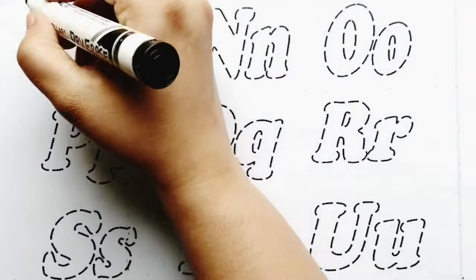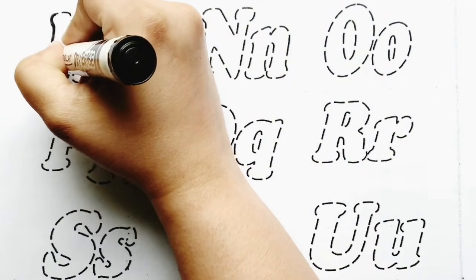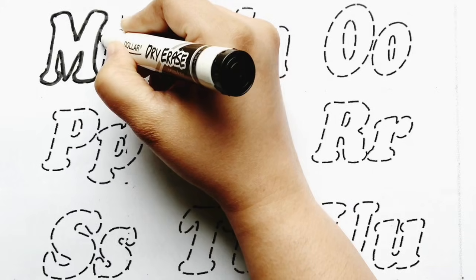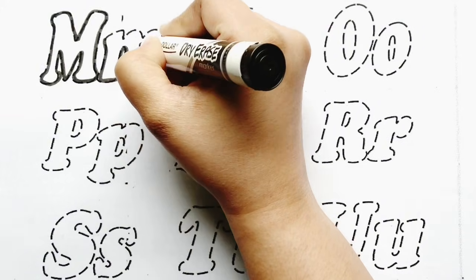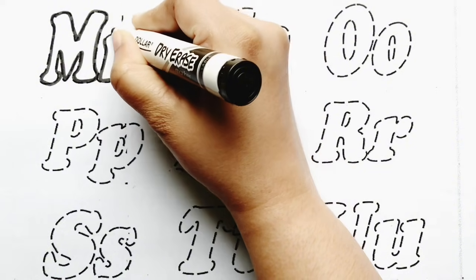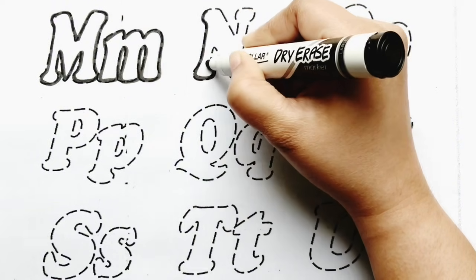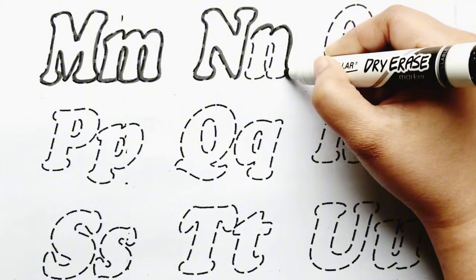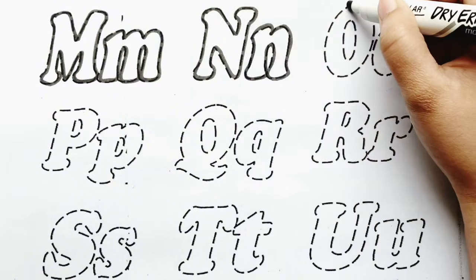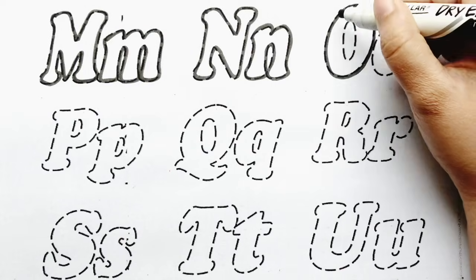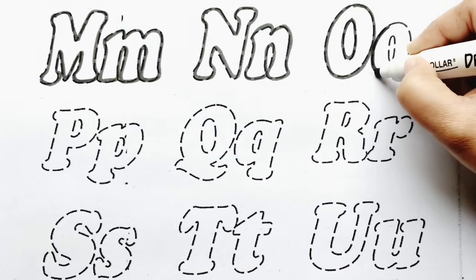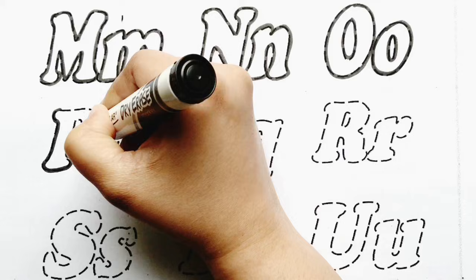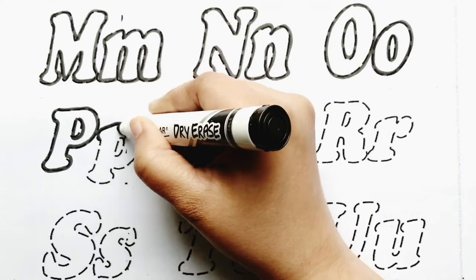Let's draw and paint. Capital letter M, small letter M, capital letter N, small letter N, O, small letter O, P, small letter P.